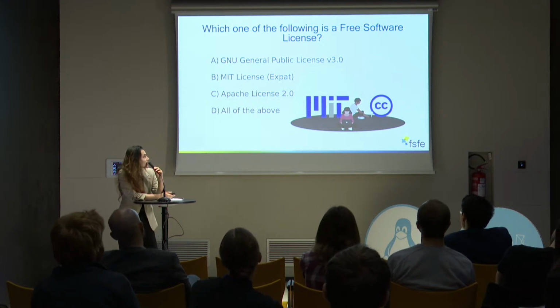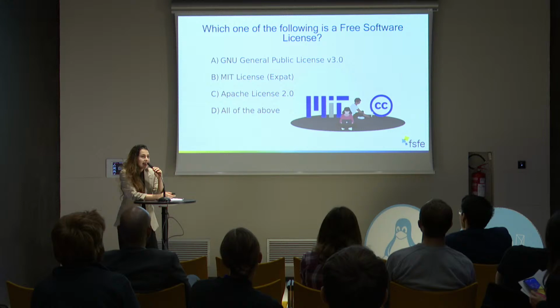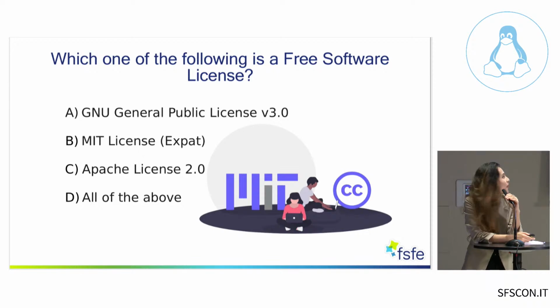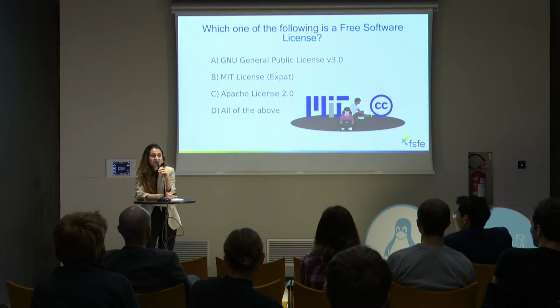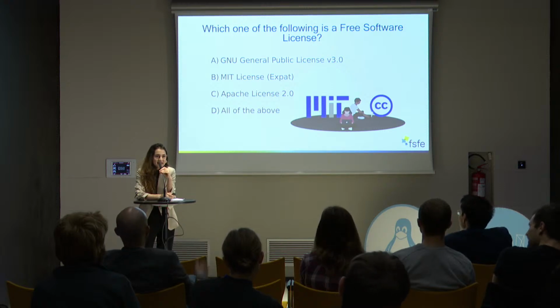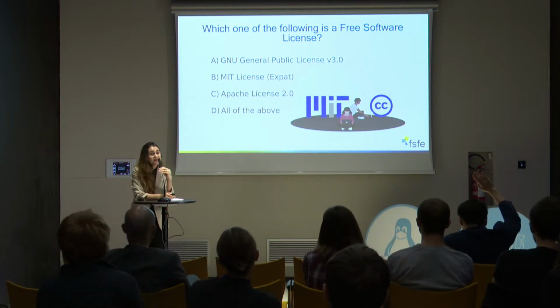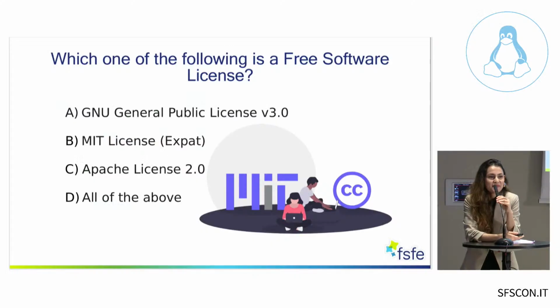Which one of the following is a free software license? Is it A, GNU General Public License 3.0? Is it B, MIT License Expat? C, Apache License 2.0, or D, all of the above? So raise your hands for A. Raise your hands for B. C. And finally D. Amazing. Well, that is actually the right answer, and I'm so happy that all of you raised your hands on D, so great.